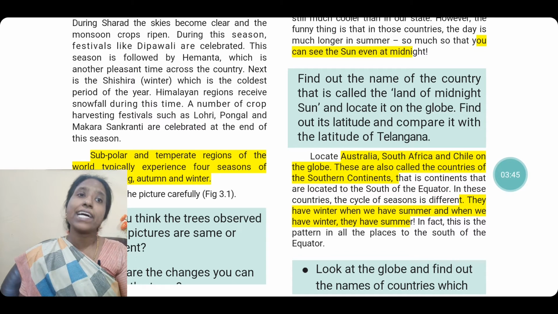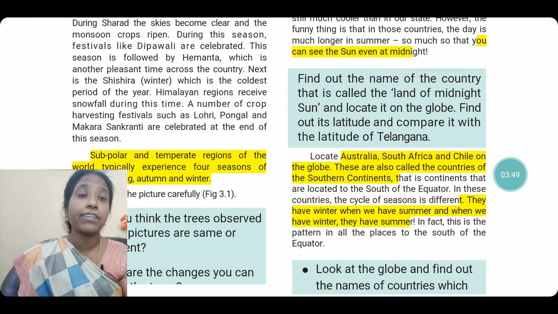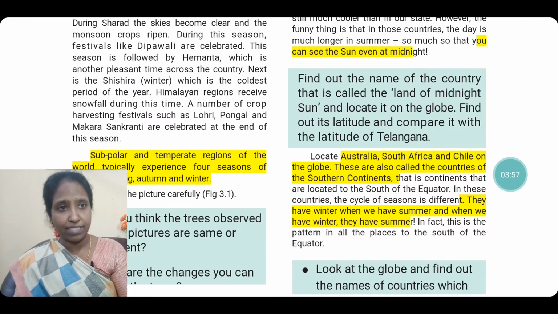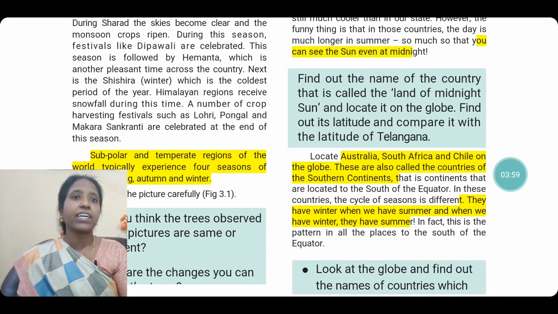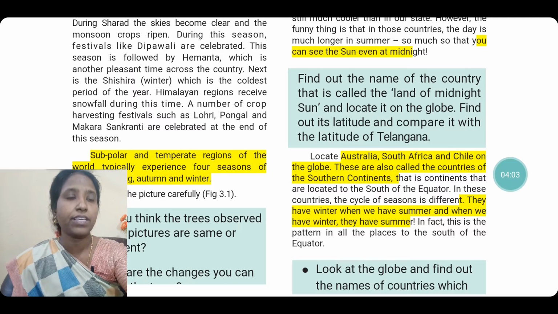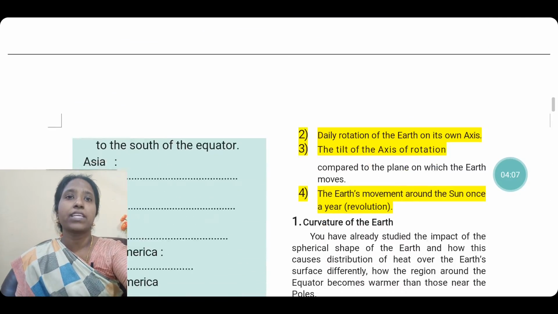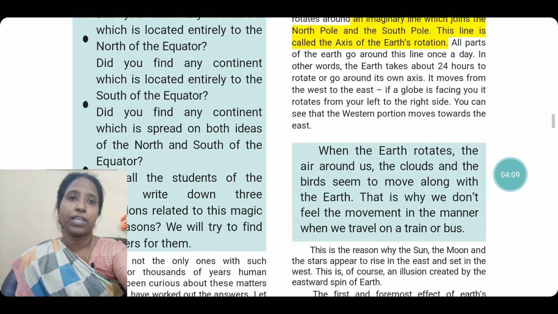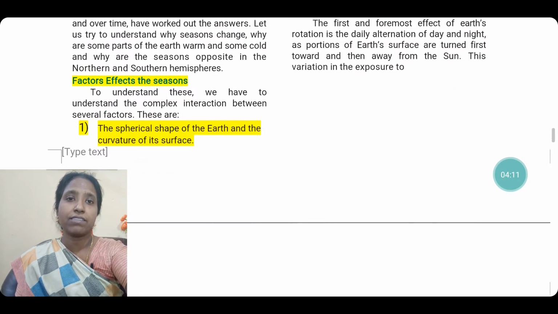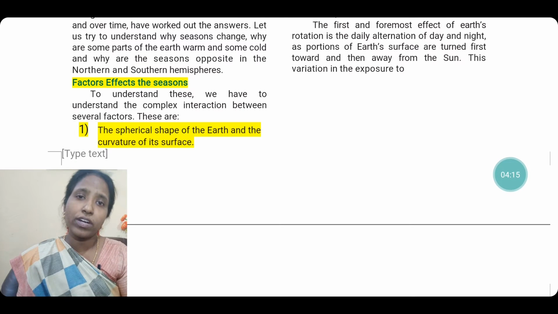Australia, South Africa and Chile on the globe are called the countries of the southern continents. They have winter when we have summer, and we have winter when they have summer. They are south of the equator, and these areas have the vice versa. When the northern region has summer, they have winter, and when the northern region has winter, they have summer.